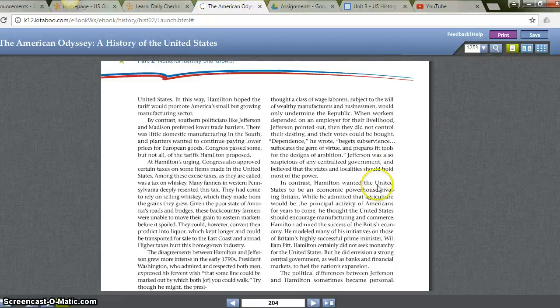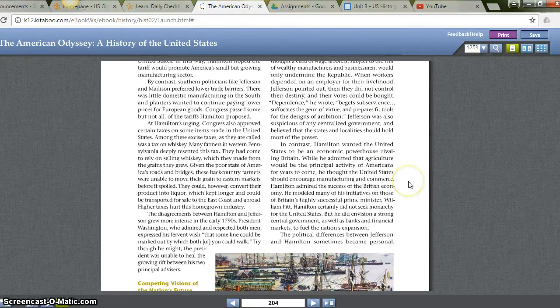While he admitted that agriculture would be the principal activity of Americans for years to come, he thought the United States should encourage manufacturing and commerce. He admired the success of the British economy. He modeled many of his initiatives on those of Britain's highly successful Prime Minister, William Pitt. Hamilton certainly did not seek monarchy for the United States, but he did envision a strong central government as well as banks and financial markets to fuel the nation's expansion.